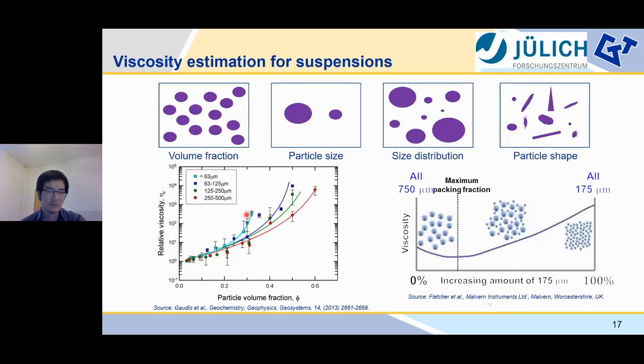In addition to the volume fraction, we also need to pay attention to other parameters, including the crystal size distribution and crystal morphology, because all these parameters will influence the maximum packing fraction and further influence the effective volume fraction. This is really important. For example, if we look at this figure, at a constant volume fraction of the solids, with decreasing particle size, the suspension viscosity will increase. This is due to the different effective volume fraction.